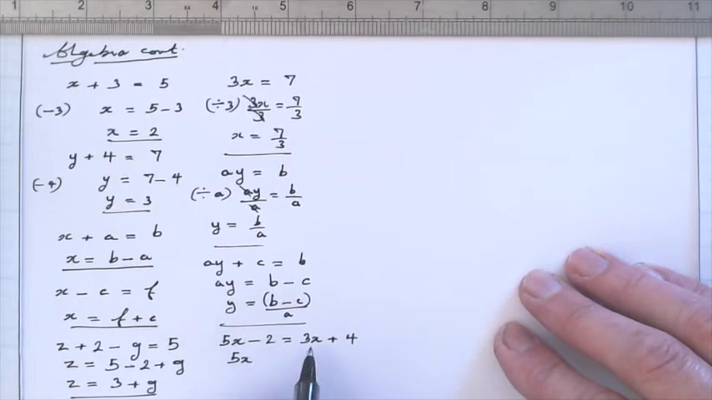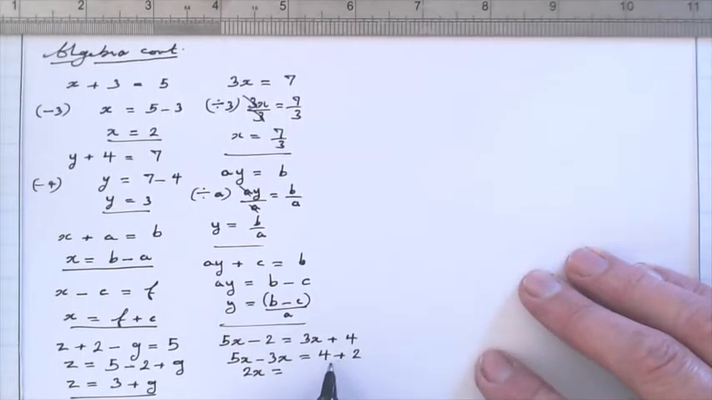So the 3x comes across the equal sign, it changes its sign. The minus 2 goes over and it changes its sign and becomes plus 2. I then have that 2x, 5x minus 3x is 2x, is equal to 4 plus 2 is 6, and so x, now dividing by 2, that 2 comes downstairs, is 6 over 2. So finally I have x equal to 3.